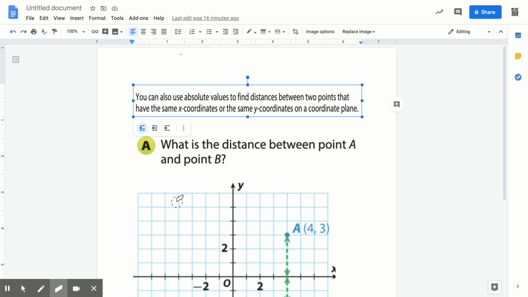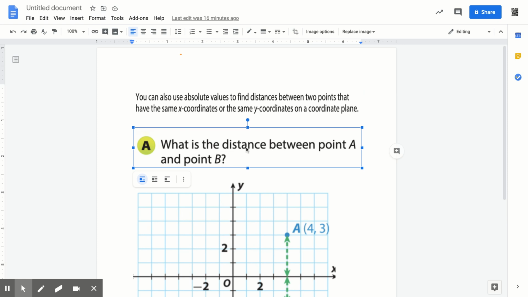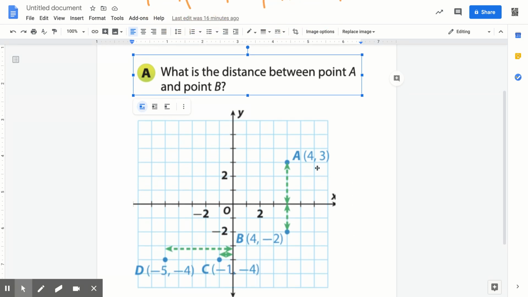So now this is asking you what is the distance between point A and point B? So here we have point A, right? This is point A right here. And this is point B down here. So now we have point A and we have point B. So remember what it says up here. It says that if they have the same X or Y coordinates, you can go on ahead and solve them. That's a simple way of thinking about this.